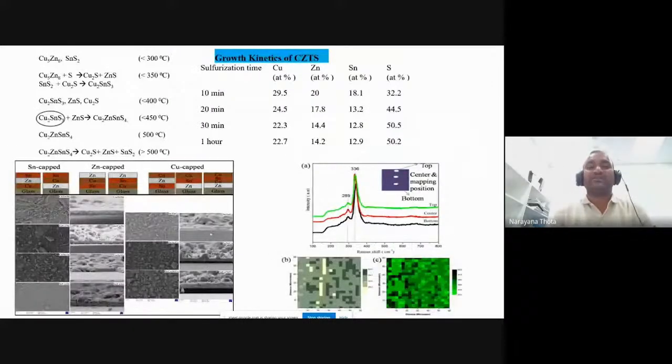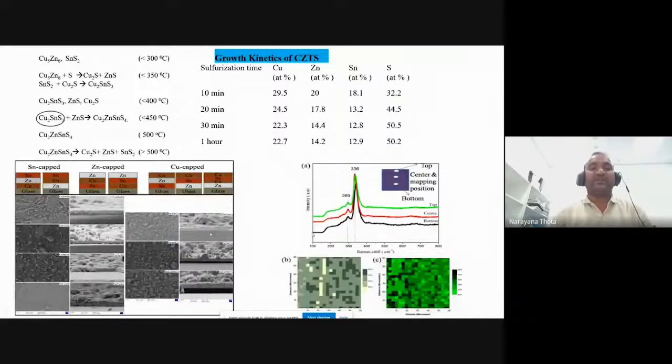Generally, to get optimized good quality films, we have to vary some parameters. What is the suitable temperature to get the single phase? What is the suitable annealing time to get the single phase? What pressure do we need to keep? How much sulfur do we need? So we have to vary the different process parameters to get the single phase material.